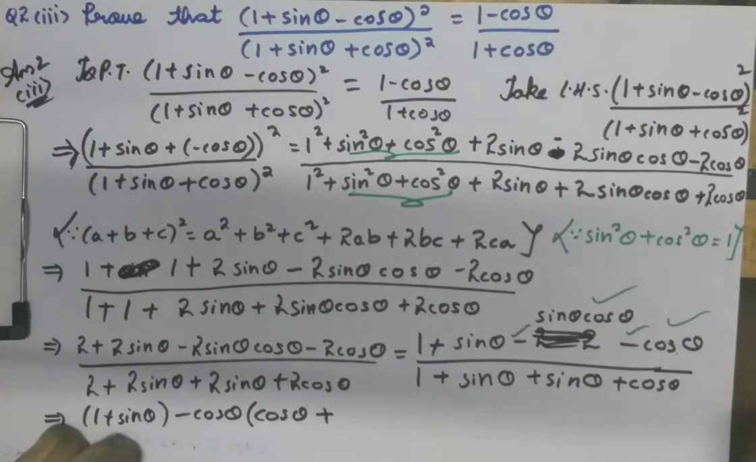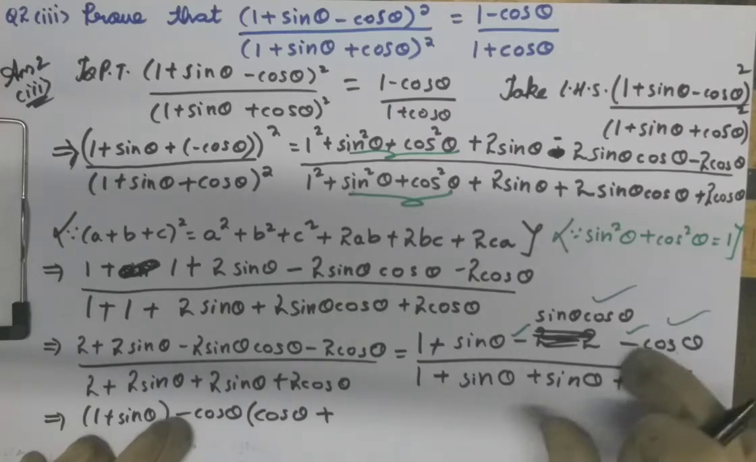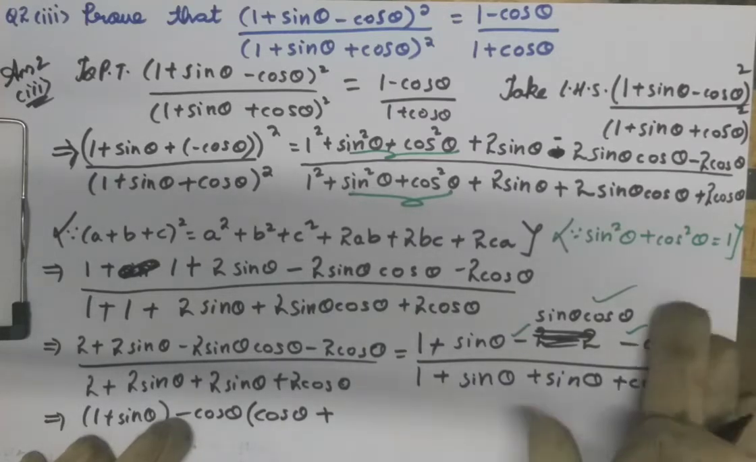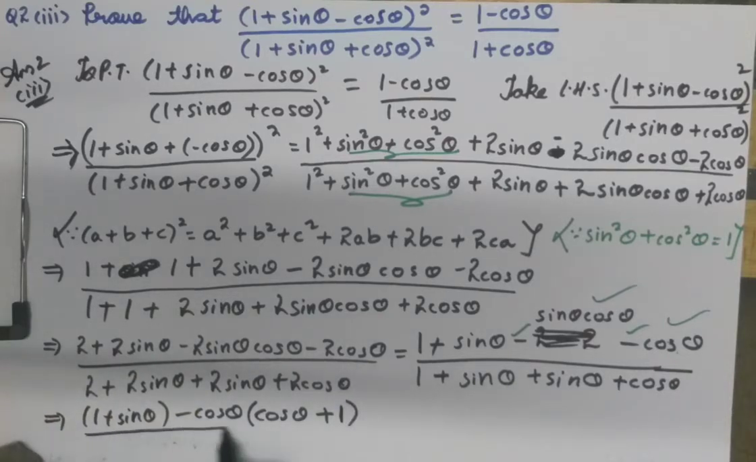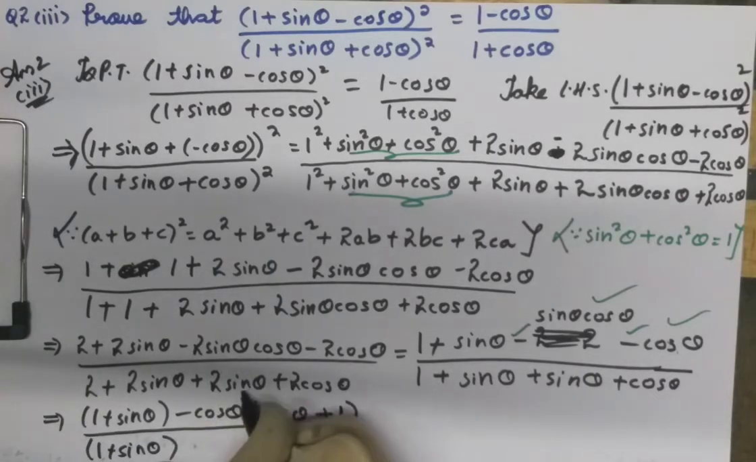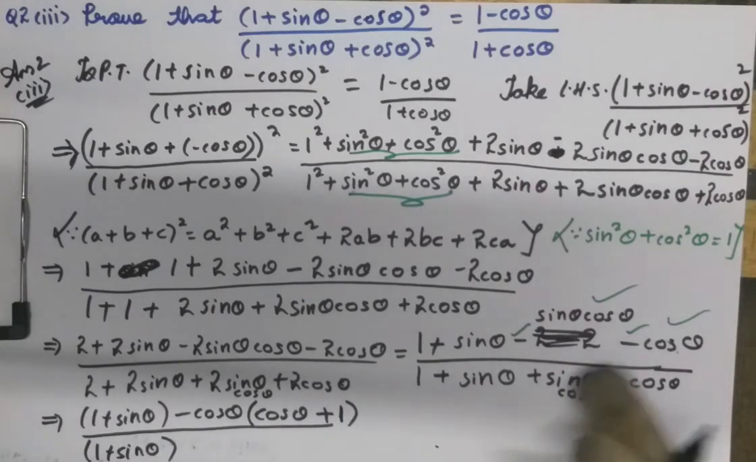And here I'll be left with plus. Why? Because we know minus into plus is minus. Here I need minus cos theta, and already I took cos theta common. So what is left here? Only plus 1 is left. Whole divided by, here also same thing, 1 plus sin theta I'll write in one bracket. And here I forgot to write cos theta. So cos theta is common.